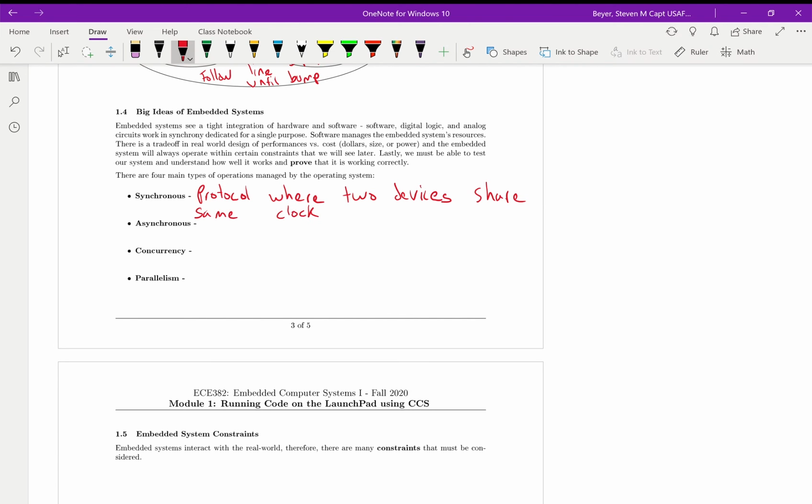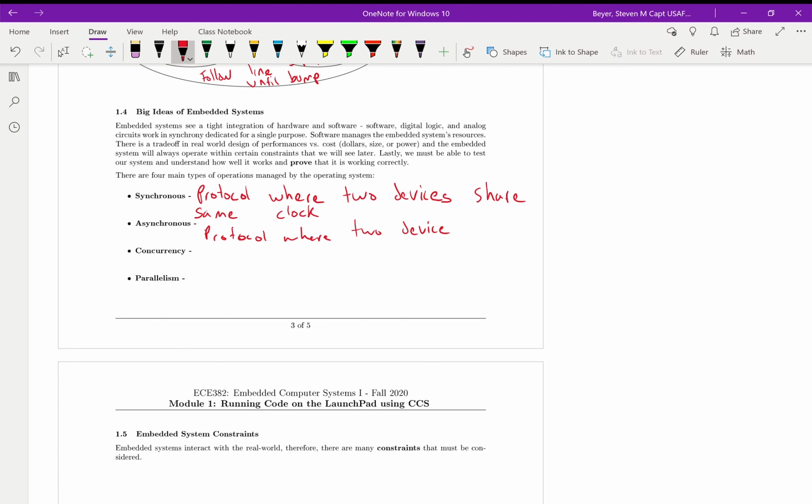So that would be potentially the left and right motor. They're going to share the same clock. They're going to both be operating at the same kind of pulse width period, and they're going to be synchronous. Asynchronous are protocols where two devices do not share clocks. And we'll see that a lot in this course.